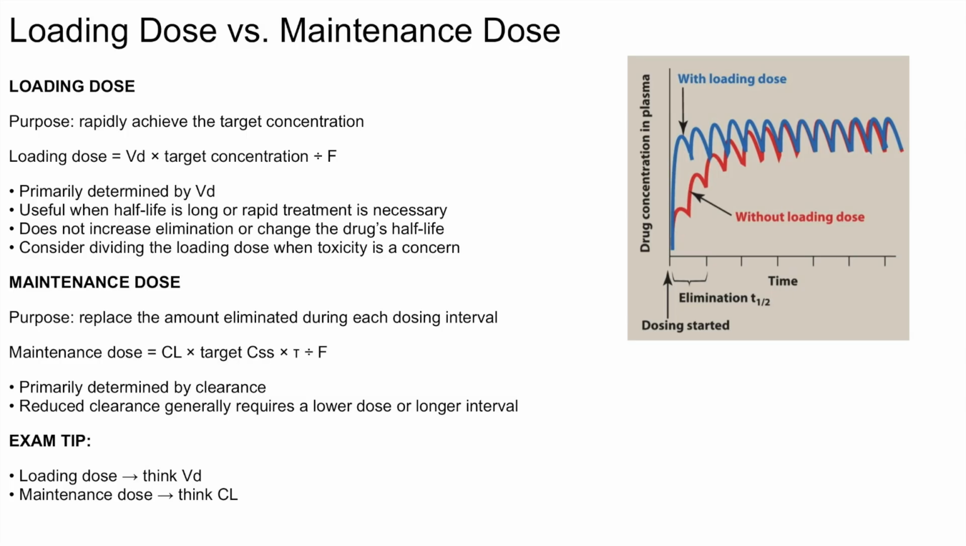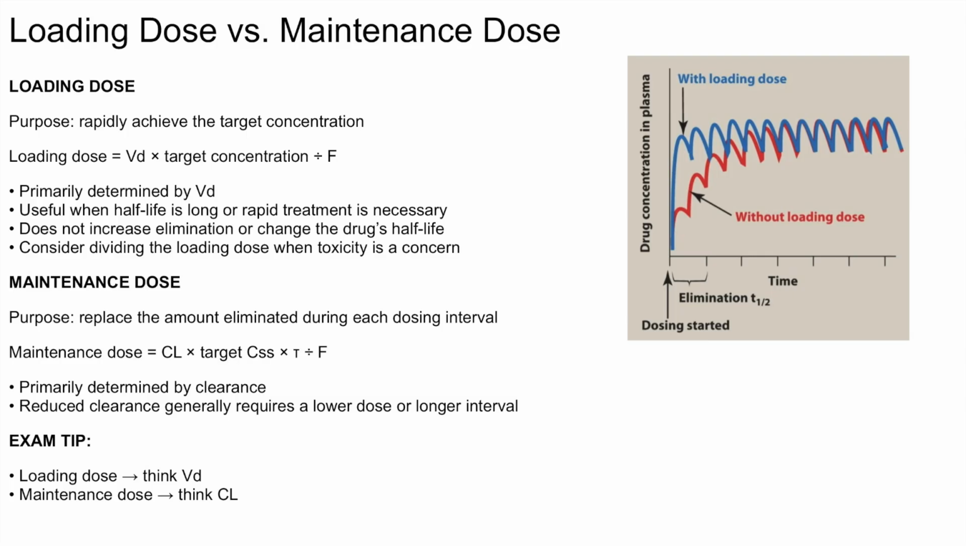Loading doses are useful when a drug has a long half-life or when treatment must begin quickly. They do not change clearance or shorten the drug's half-life, but if a large loading dose is administered, it could cause toxicity during administration. It may be divided into smaller portions.